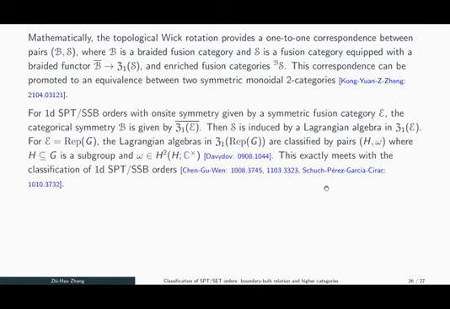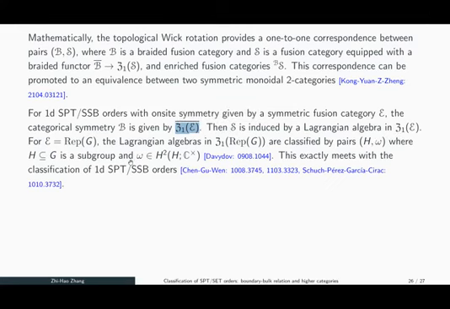And for 1D SPT or symmetry breaking orders with an onsite symmetry given by a symmetric fusion category E, the categorical symmetry B should be given by the trivial center of E. And this overline means just reverse the braiding, but this is due to some technical reason. Okay, so the categorical symmetry is simply the trivial center of E. And then S should be a boundary of this B, so it is a fusion category whose trivial center is equivalent to this trivial center. So it is induced by a Lagrangian algebra in the trivial center of E.